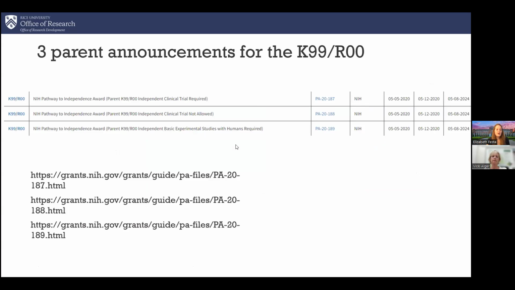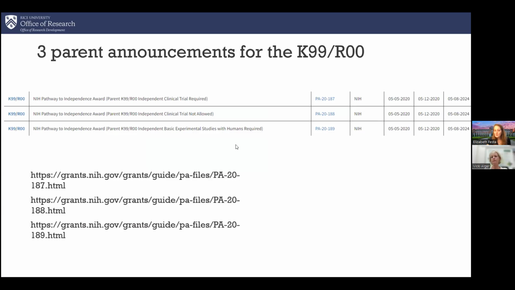So there's 3 parent announcements for the K99. There's the NIH Pathway to Independence Award with independent clinical trial required, independent clinical trial not allowed, and independent basic experimental studies with humans required. So those are the PA 187, 188, 189. One of those will apply to you. So that is what I'm referring to when I refer to the parent announcement.